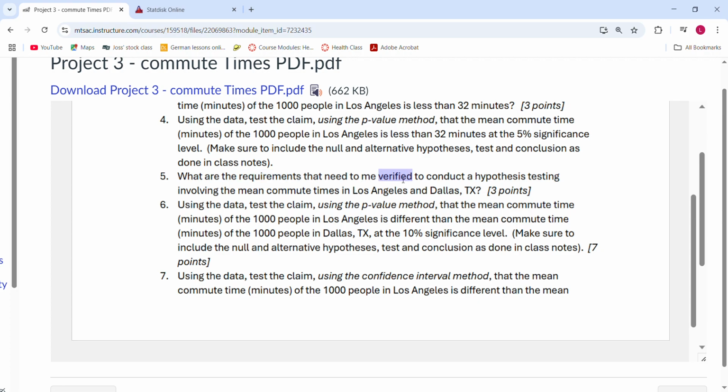So again, it's not asking you to actually conduct that test. This time the test is between LA and Dallas, so not just one sample here, but dealing with 2 samples, and again, still dealing with means.